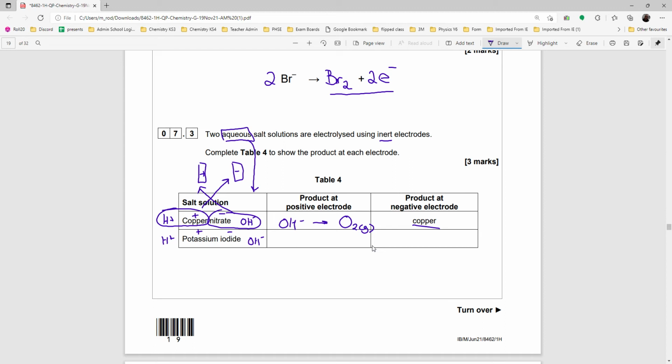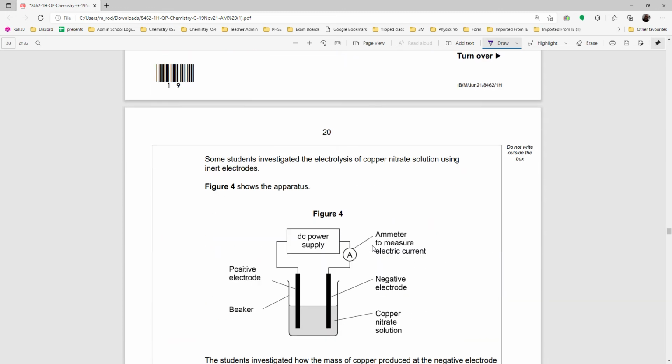Next, at this one, we're going to do the same thing. Between hydrogen and potassium, we know that potassium is very reactive, so hydrogen will come out, so I'll write it out. And in this case, between the iodide and the hydroxide, we know that the halogen will come out, so that's going to be iodine. So oxygen, iodine, and hydrogen. Remember, they say aqueous, you have to add in your hydrogen and your hydroxide ions into the mix.